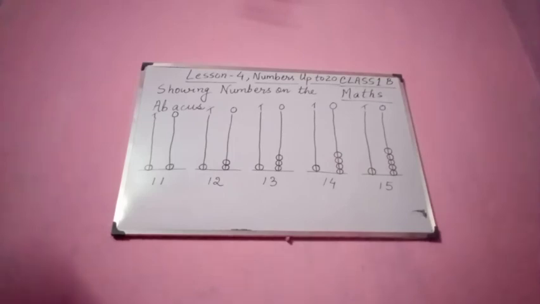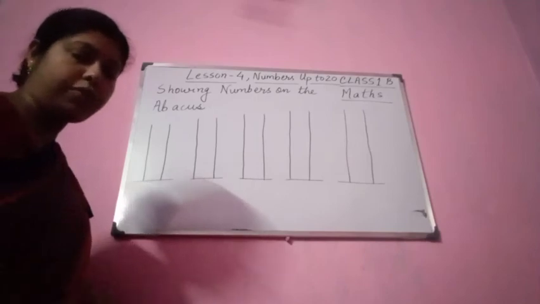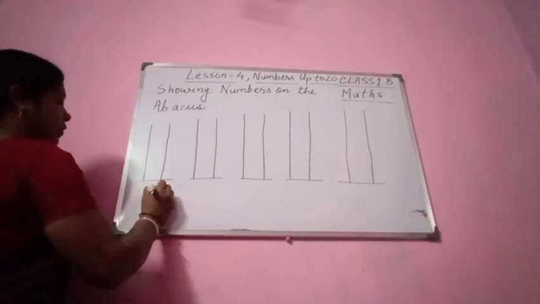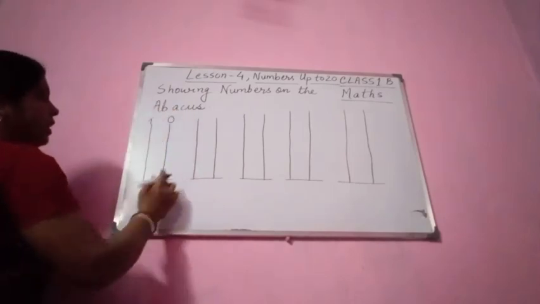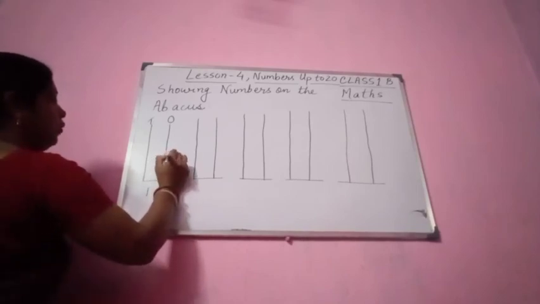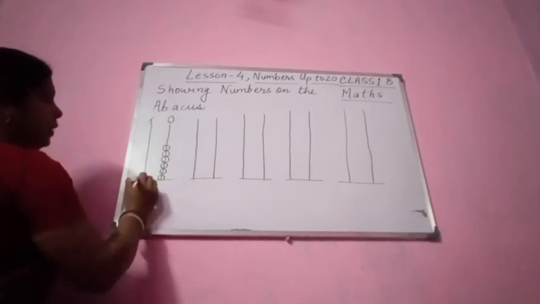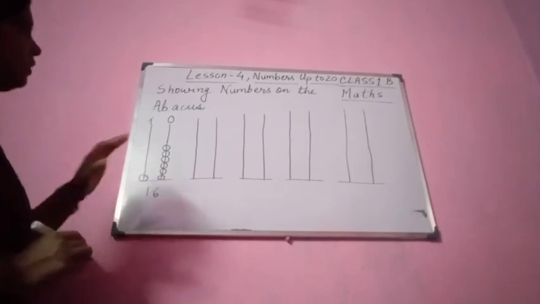11, 12, 13, 14, 15 we have represented on the abacus. Now you see children, from 16 we are going to represent on the abacus. Write down here ones and tens. So 16 means 1 ten and 6 ones. 1 2 3 4 5 6. So in place of ones you draw 6 beads, and in place of tens you draw only 1 bead. 1 ten and 6 ones.